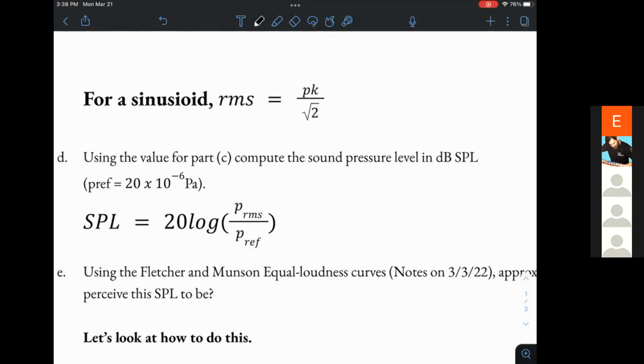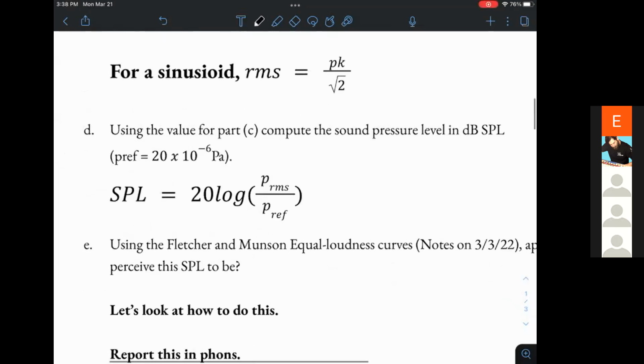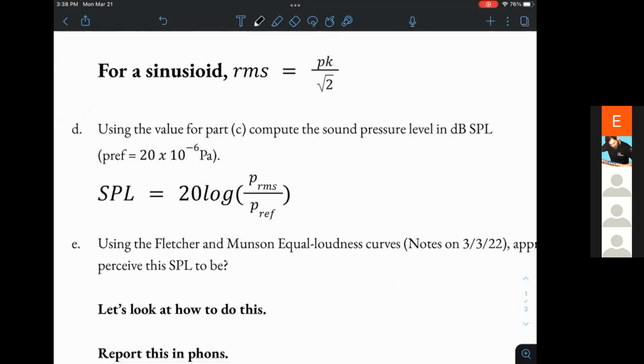Using the value for part C, compute the sound pressure level in dB SPL. So dB is just a ratio, right? And that's what decibels are. So you have to have some reference. In this case, we have this reference here, P ref equals 20 times 10 to the negative 6 pascals, right? This is not a power, it's a signal. So we're going to use 20 log P RMS over P ref.